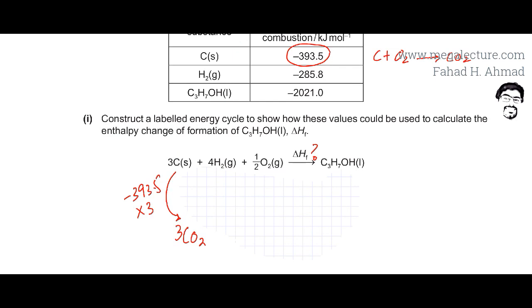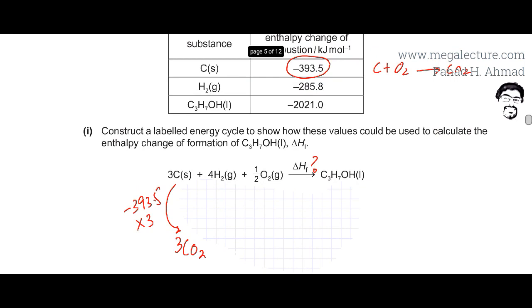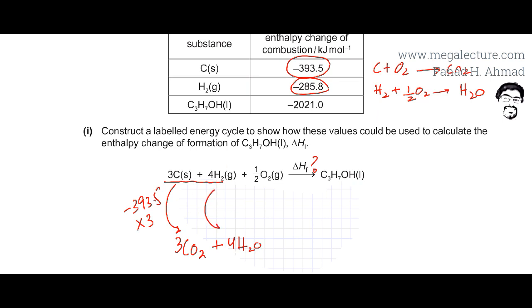I've connected this. Now moving to the other part, you're also given the enthalpy change of combustion of hydrogen. Enthalpy change of combustion of hydrogen is when hydrogen burns with oxygen, half O2, and it produces H2O. So the enthalpy change of combustion of 1 mole of hydrogen is given as minus 285.8. So this value is also given. So we have hydrogen over here as well. So I've already combusted 3 carbons. I'm going to combust the hydrogens. 4 hydrogens are going to produce 4 H2O molecules. So this is also done in this step.